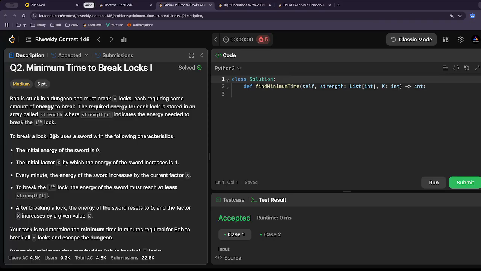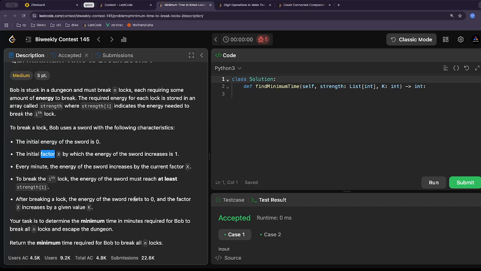To break a lock, Bob uses a sword with the following characteristics. The initial energy of the sword is 0. The initial factor by which the energy of the sword increases is 1. Here, when they use the word factor, I immediately thought about multiplication. I thought it increased exponentially, but then I realized that it was addition.